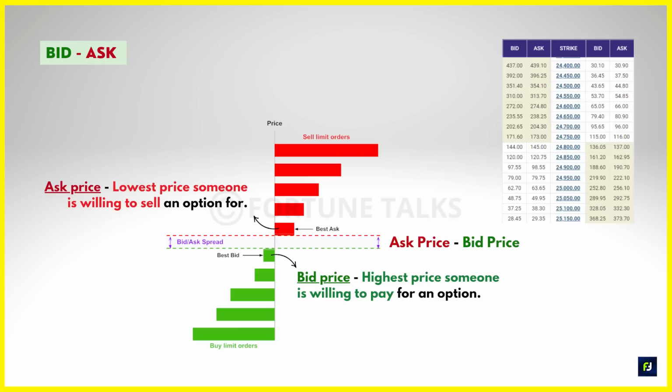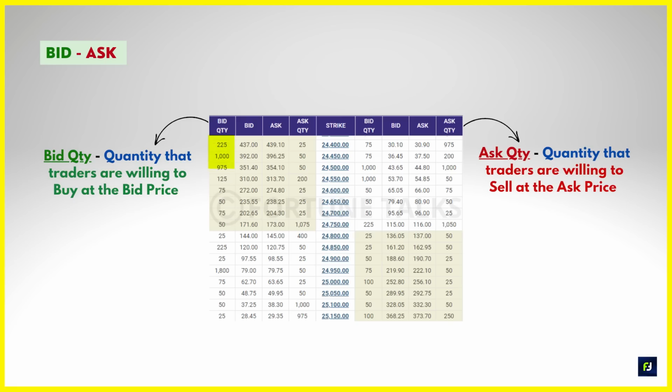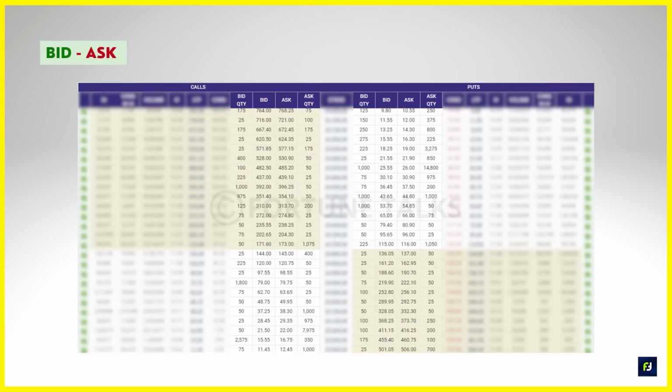So basically, bid and ask are market terms representing supply and demand for an asset. Now, the bid size or bid quantity represents the quantity of security that investors are willing to purchase at a specific bid price. Ask quantity represents the total quantity of securities that the sellers in that particular strike are willing to sell at a specific ask price. In case of options, the bid and ask quantities are provided in lot sizes.